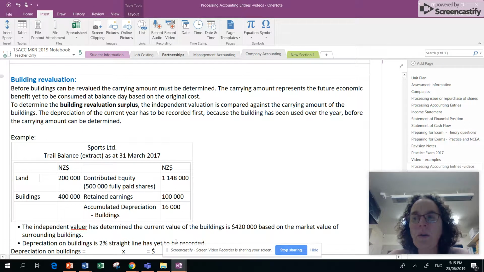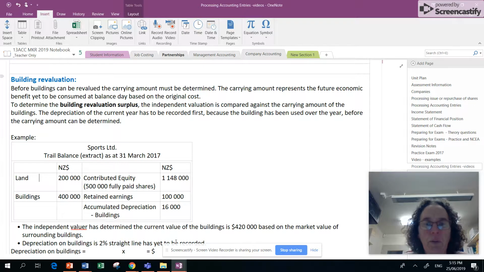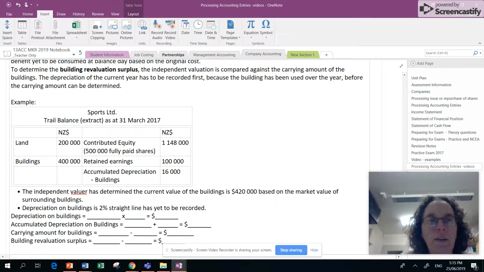In this video, we're going to look at building revaluation. Just like land can increase in value, so can buildings. But with buildings, we've got to account for the accumulated depreciation as well. So let's have a look at Sports Limited.